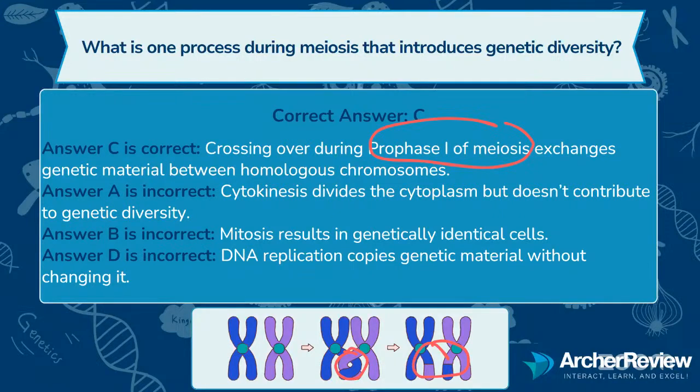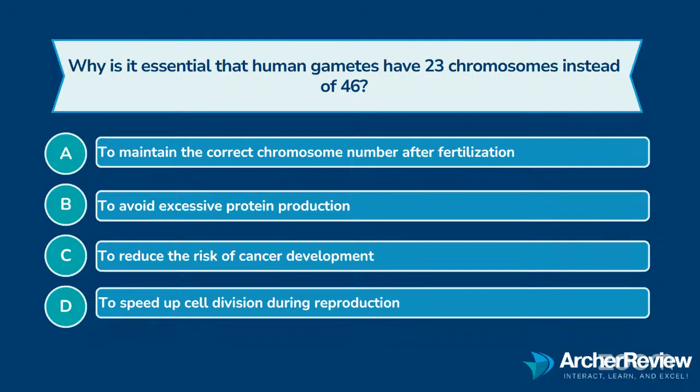All right, let's take a look at our next one. Why is it essential that human gametes have 23 chromosomes instead of 46?